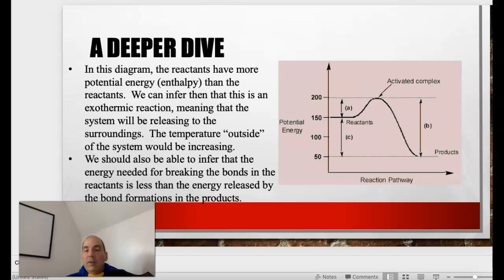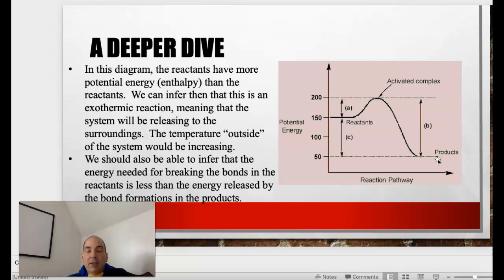Okay, we see in this diagram that the reactants start with, we'll say, 150 joules of potential energy, and the products end with 50 joules of energy. So we're clearly starting with more energy than we're ending with. We have to give off energy to go from 150 down to 50, which means that this diagram is showing an exothermic process.